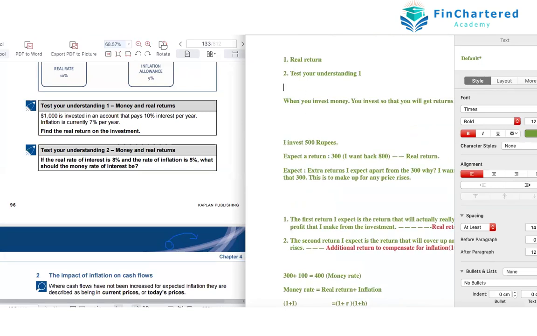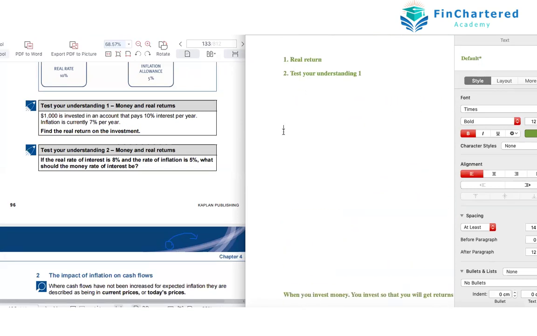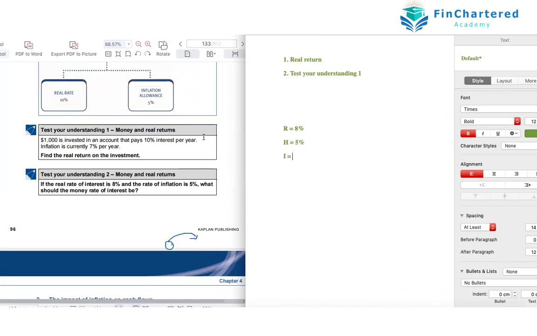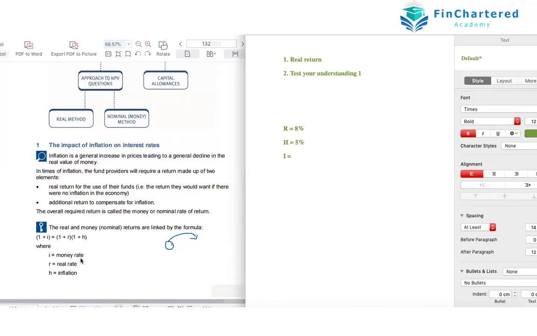R is given to you. R is 8%. H is 5%. We need I. Again, we know the formula: 1 plus I is equal to 1 plus R into 1 plus H. So let this be X. 1 plus I is equal to 1 plus R. 8% is 0.08, and 1 plus 0.08 is 1.08. 1.08 into 1.05. So how much is 1.08 into 1.05?